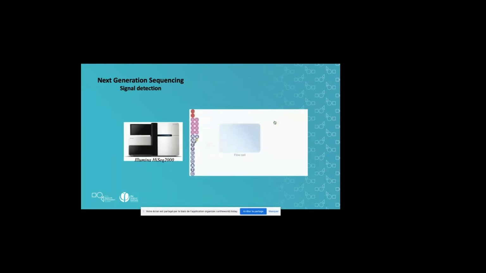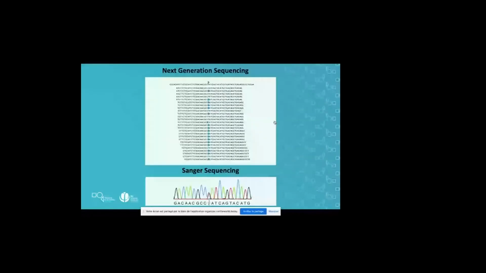This slide is just to give you an idea about the difference between Sanger sequencing, electropherograms here, and NGS, the different reads, and how to assign heterozygosity for both techniques.